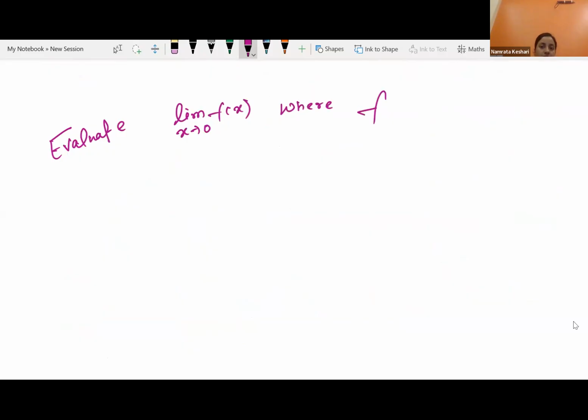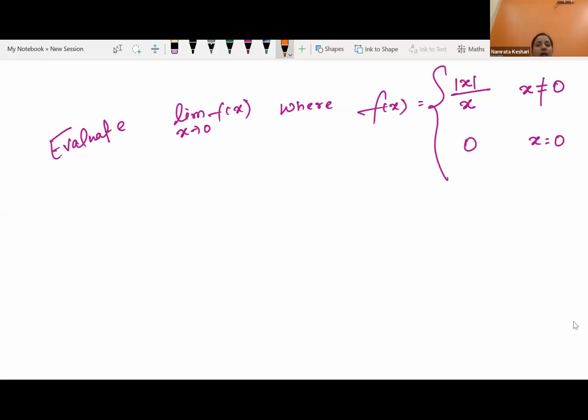Now I'm going to take the modulus function. So we have to evaluate the limit as x tends to 0 of f of x, where f of x is a piecewise defined function. We have mod x by x, and here 0. We have to redefine this function. Whatever limit we have to find, we will find it, but first we have to redefine this function.